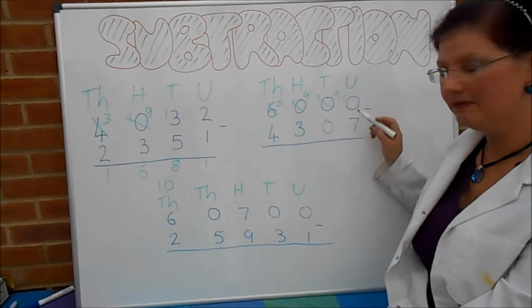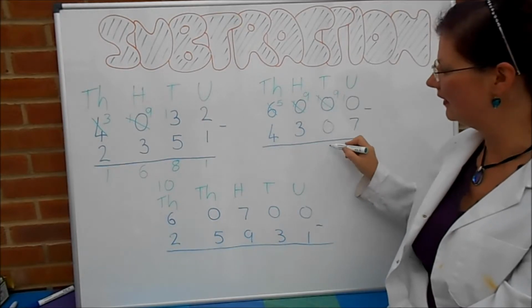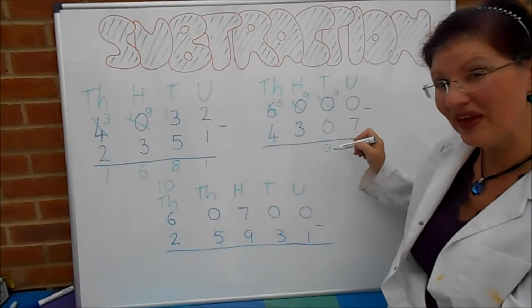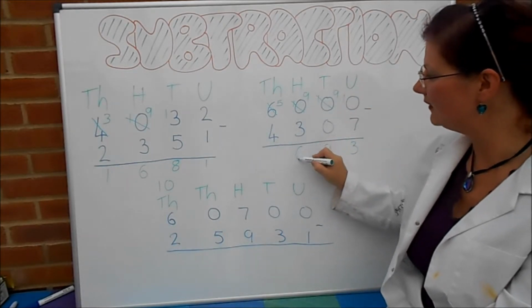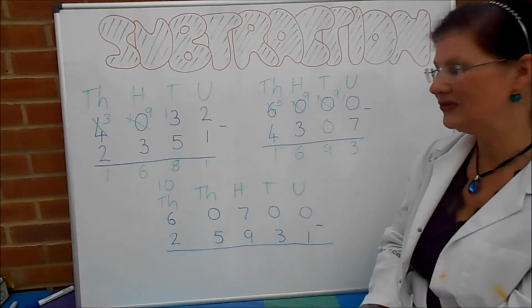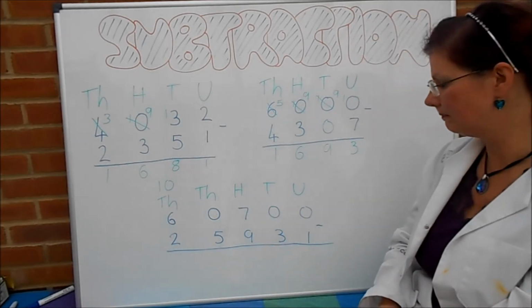10 take away 7, that's 3. 9 take away nothing, that leaves you with 9. You see, you would have thought that a 0 take away 0 would have a 0 down there, wouldn't you? But actually it's a 9. 9 take away 3, that's 6. And 5 take away 4 is 1. So 1,693.